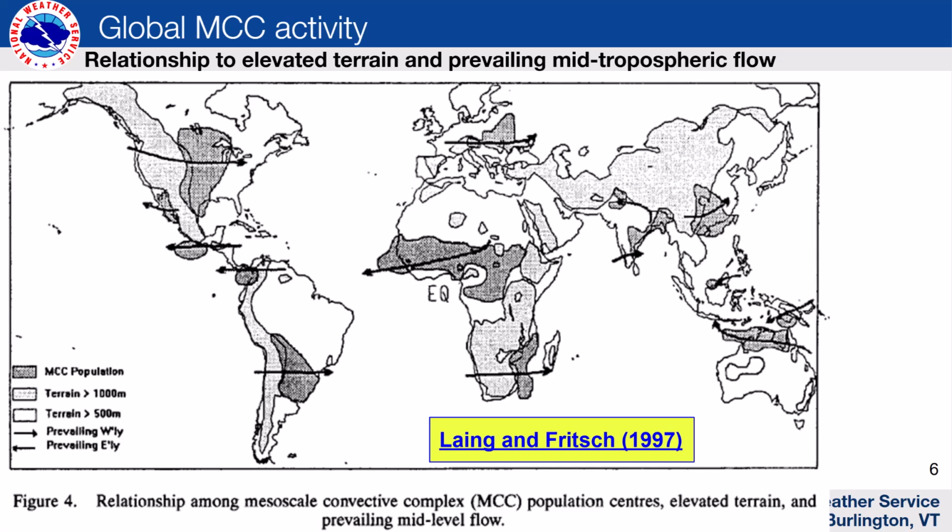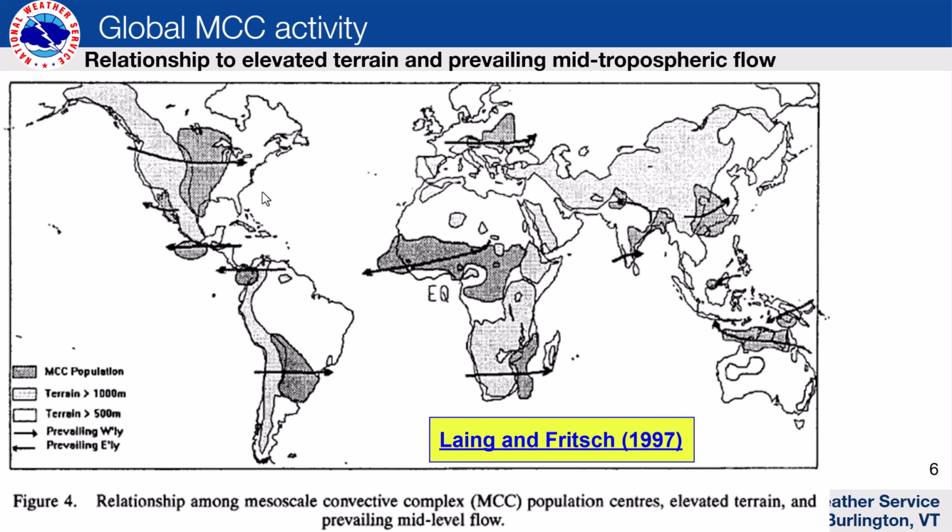In their 1997 paper, Laing and Fritsch investigated the global population of mesoscale convective complexes. MCCs with the highest frequency are shown in the dark shaded areas on the map and are prevalent downwind of major mountain ranges and escarpments around the world in both tropics and mid-latitudes. This is partly a function of having frequently available steep mid-level lapse rates within plumes of elevated mixed layer air to help maintain deep convection, especially during nighttime hours.